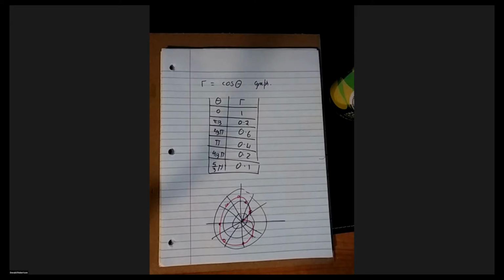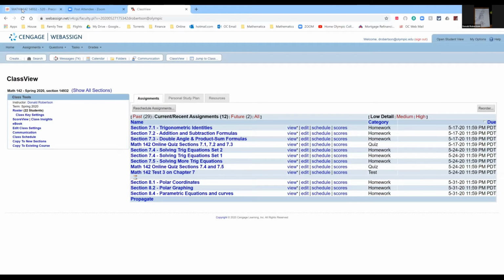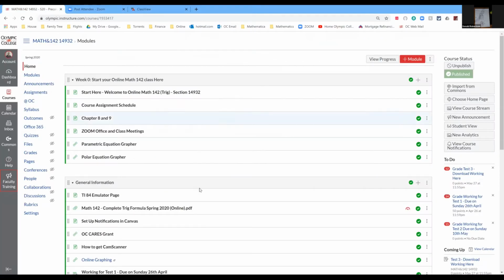I should have it set up here. Never find things when I want them. Here we go, I think it's here. Yeah. Okay, are you looking at Canvas, one of the login pages? Is that what you're saying?